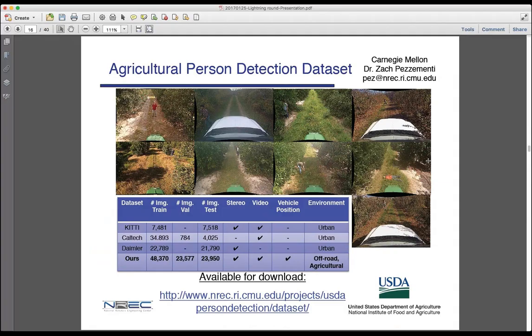Yep. Hi, this is Zach Kazmenti from the National Robotics Engineering Center at Carnegie Mellon in Pittsburgh. So we've got a project with the USDA to work on person detection from autonomous vehicles in agricultural settings, and that's a problem that's gotten lots of attention in urban environments, but much less so for off-road and specifically agricultural robotics. So to spur research in the field, we've created and released a very large data set of labeled videos of people in orange and apple orchards taken from a couple different vehicle platforms. A sampling of the images from the data set is shown on the slide, along with a table of how it stacks up against comparable data sets in urban pedestrian detection. So you can see it's got way more labeled images than any of them, including stereo and video context and GPS ground truth. And it shows people in a wide variety of outfits, poses, motions, levels of occlusion from vegetation, all that stuff. So it's available for download now at the URL shown, and we hope to do an AgriTC talk later this year with more info.